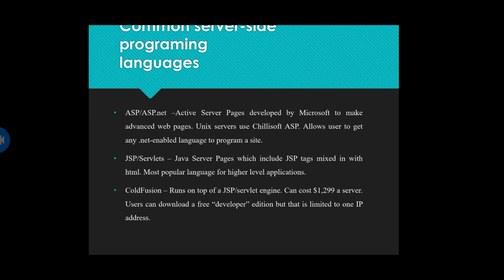Next is JSP, Java Server Pages, which include JSP tags mixed in with HTML. It is the most popular language for higher level applications. For most high end applications, JSP, Java Server Pages, is the most commonly used. Next is ColdFusion, which runs on top of the JSP or servlet engine.